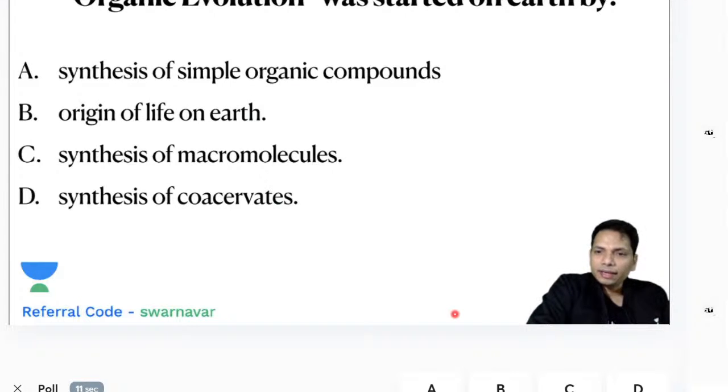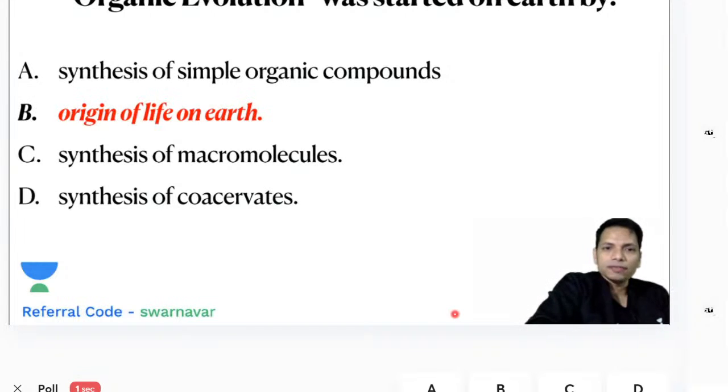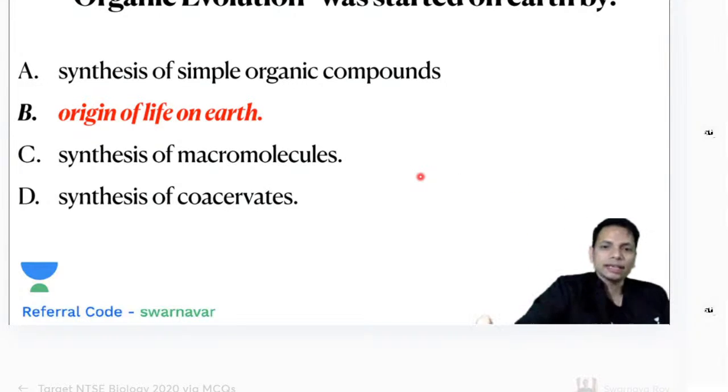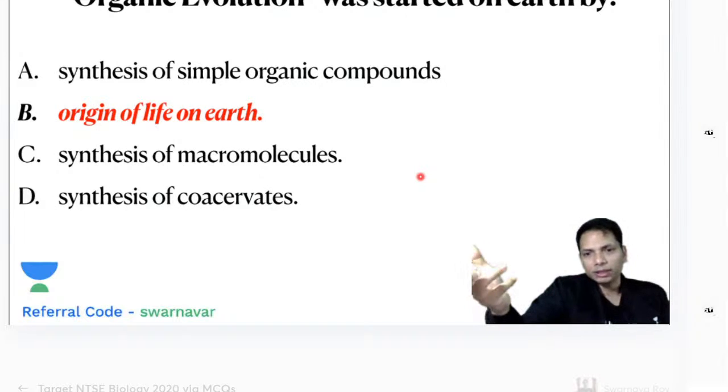देखो organic evolution means, I think all the students have answered. So organic evolution का मतलब origin of life, है ना? Life is organic, है ना? So organic evolution का मतलब, when, what is organic evolution? जब life का start हुआ, that is called organic evolution, है ना.